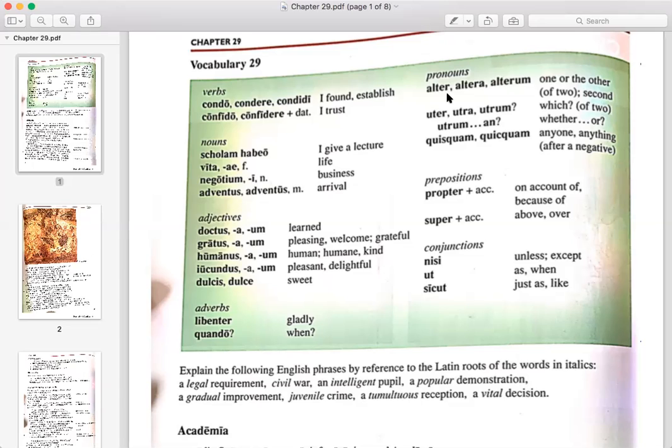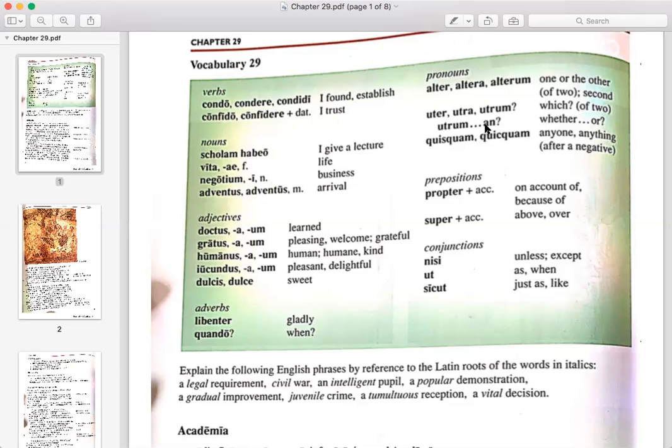So these words are in the pronoun box for the chapter 29 vocabulary. You have alter, altera, and alterum, one or the other of two or a second. So these are concerning a pair. Uter, utra, and utrum are going to be which of two. You can just translate it using which.